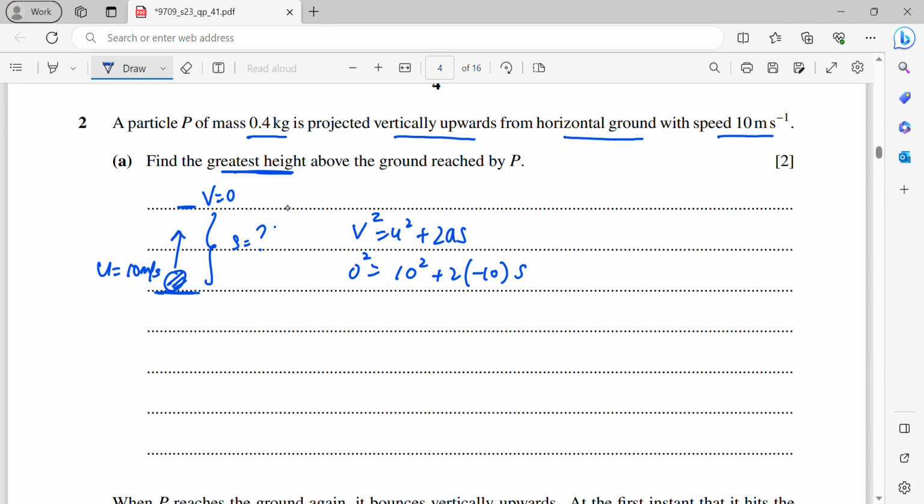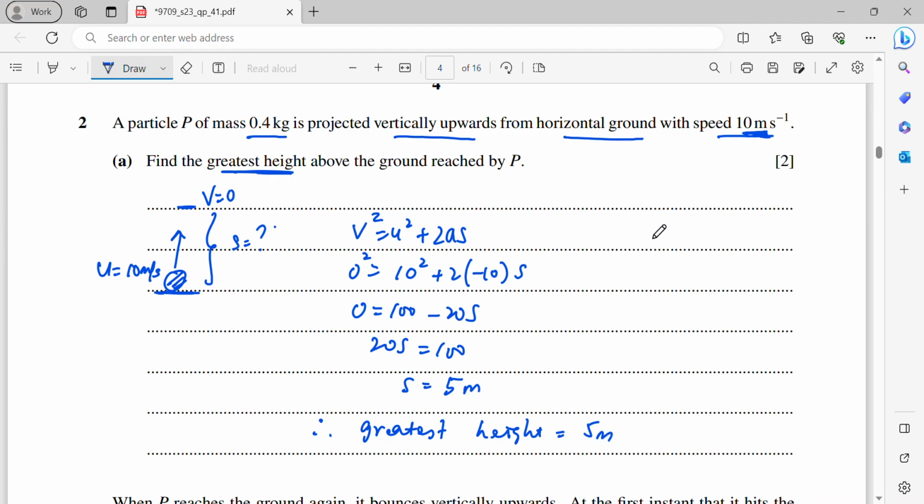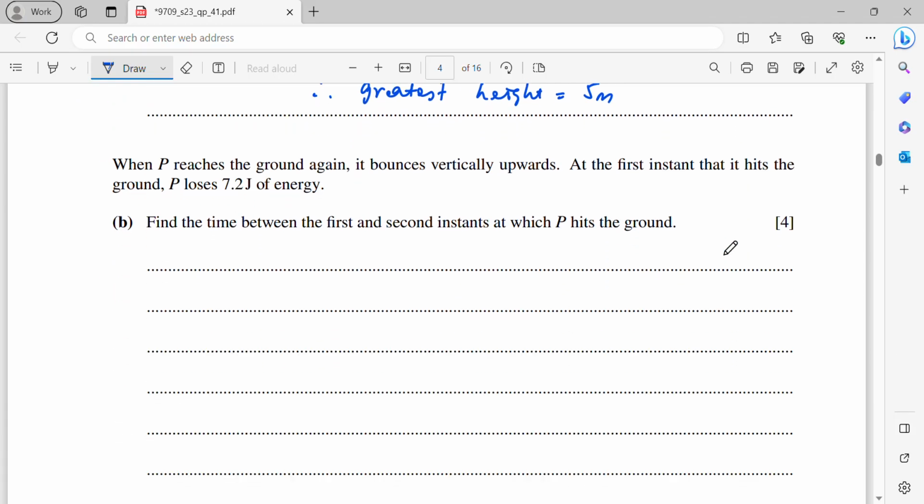So from here, I will get 0 equals 100 minus 20S. Therefore, 20S is 100. Hence, your S is going to be 5. Since it is in meters, this is 5 meters. So that's the greatest height. Alright, so done with 2A. Now move on to the next part.